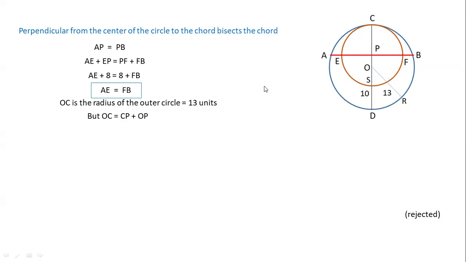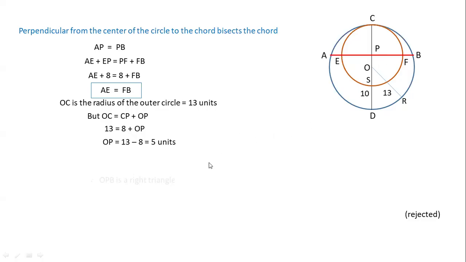So let us put the values. OC is the radius of the outer circle, which is equal to 13. So 13 is equal to 8 plus OP. So OP is equal to 13 minus 8, which is 5 units. That means this length from here to here is 5 units. Now, this is 90 degrees and this length is known, and we know the radius of the outer circle, so you can try to calculate this.